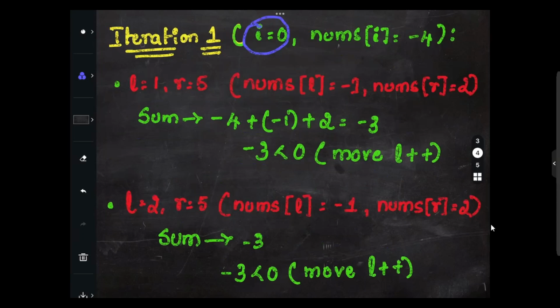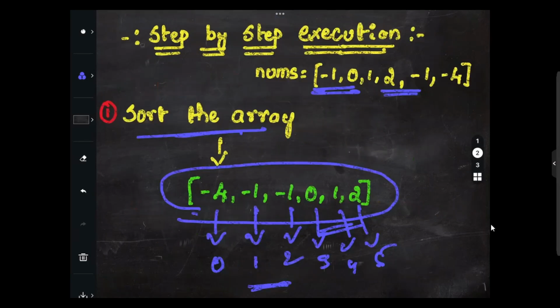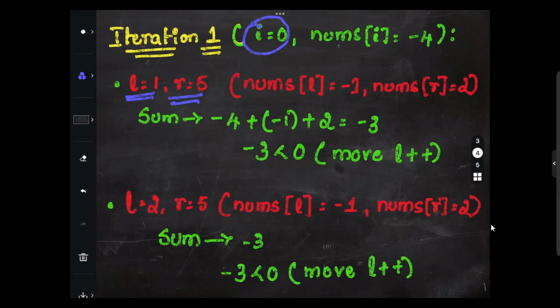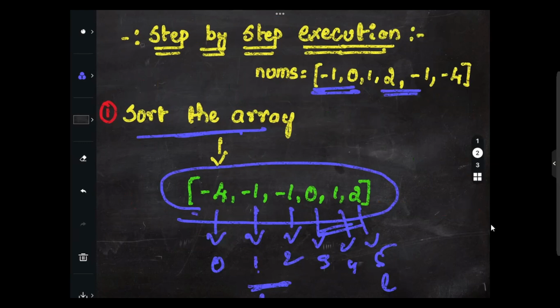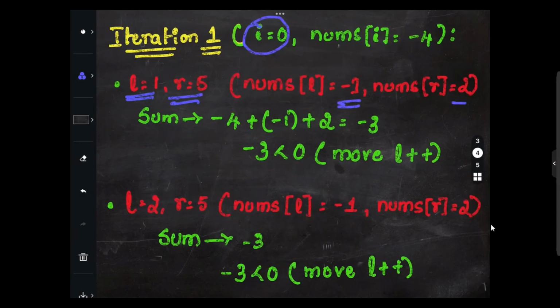So first, I equals 0, nums of I equals minus 4, we know that one. So left L equals 1 and R equals 5 in this case, right? Nums of L is nothing but minus 1, and nums of R, nums of 5, is nothing but 2 here. So minus 1 and 2.